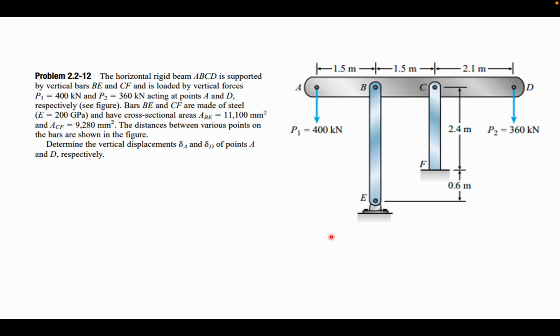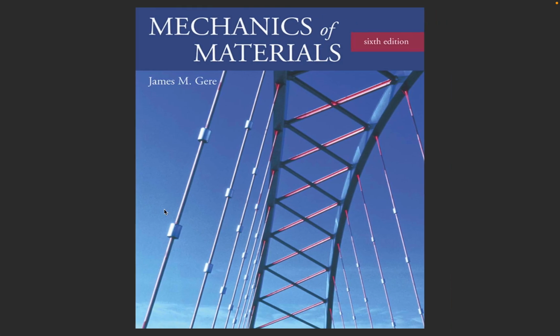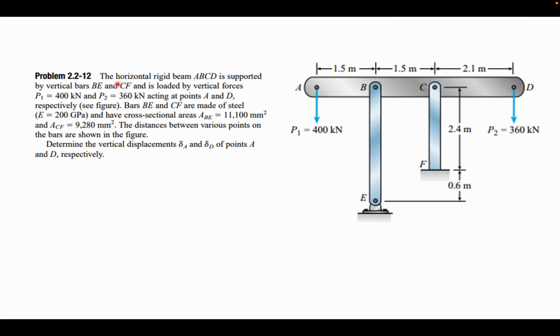Hey guys, today we'll be solving part 1-2 of problem 2.2 from the book Mechanics of Materials, 6th edition by James M. Gere. Here the question states that the horizontal rigid beam ABCD, as seen in the figure, is supported by vertical bars BE and CF and is loaded by vertical forces P1, which is equal to 400 kN, and P2, which is equal to 360 kN, acting at points A and D.